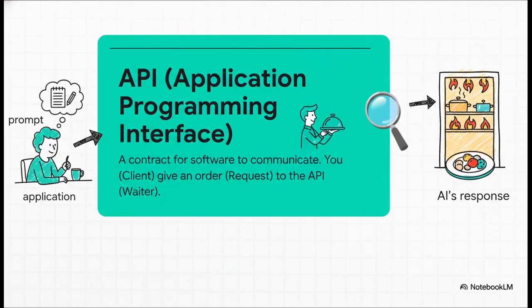See, an API is basically just a messenger. In this perfect little analogy, your application is the customer. You write down your order, that's your prompt, and you hand it to the waiter, who is the API. Now, the waiter doesn't cook the food, right? They just take your request to the kitchen, the super powerful LLM server, and then they bring back the finished dish, which is the AI's response. That's it. It's really that simple.